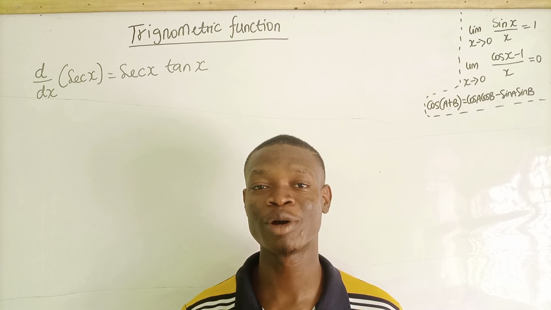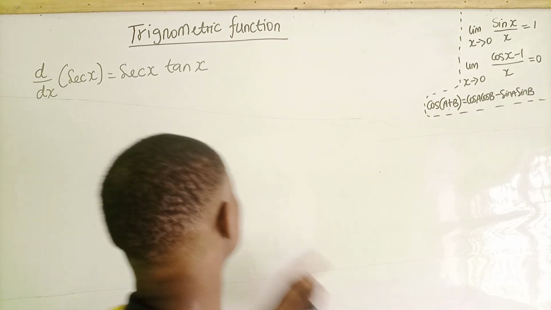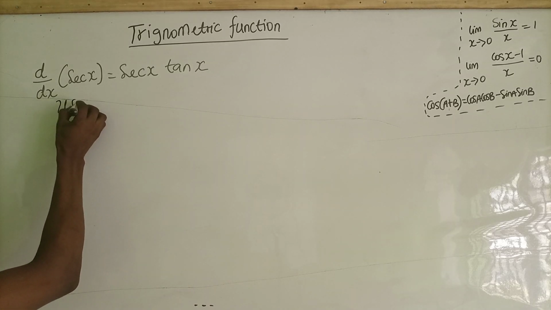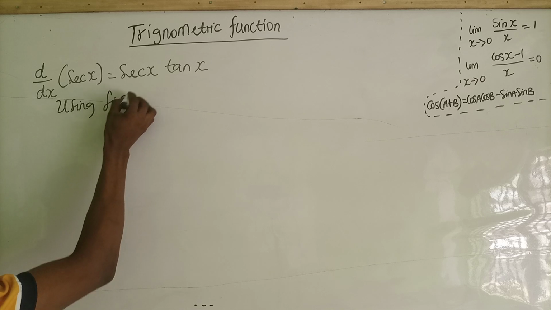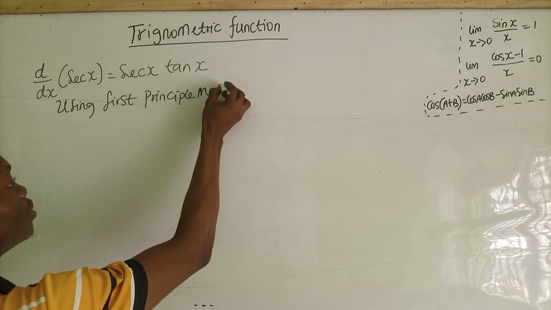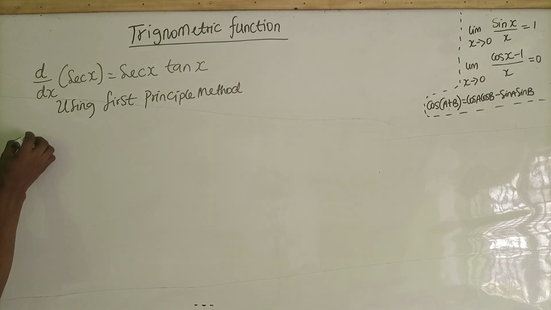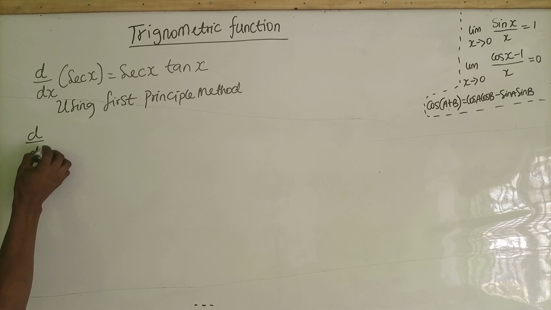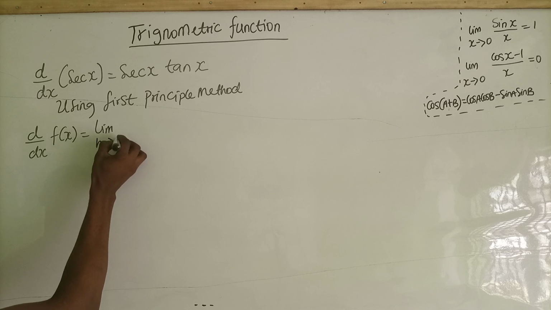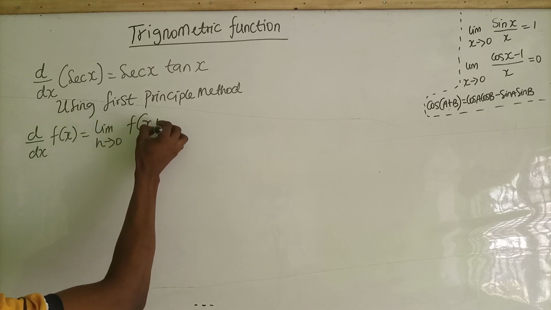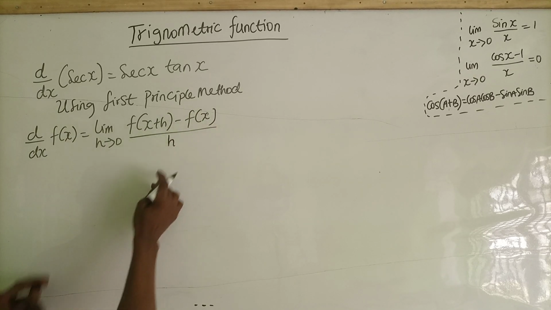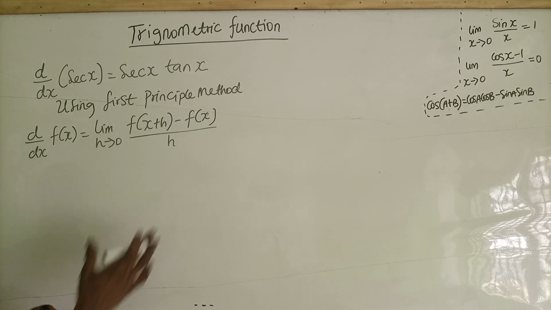Today we are going to continue from where we stopped in finding the derivative of sec x, which is sec x tan x. So using the first principle method, we are going to have that d/dx of f(x) is equal to the limit as h approaches 0 of f(x + h) minus f(x) all over h. So that's the first principle method, the formula.